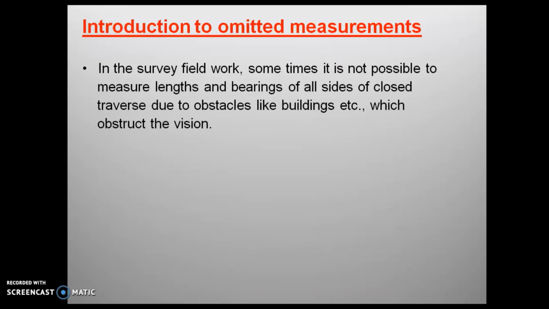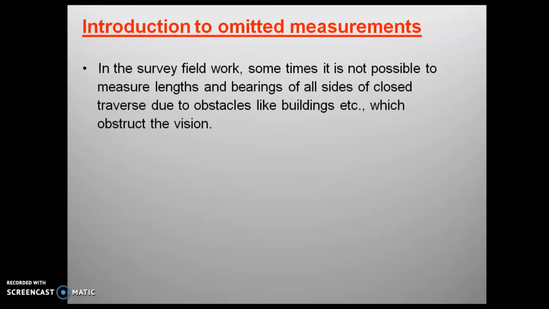As I said, in survey field work, sometimes it is not possible to measure the lengths and bearings of all sides of a closed traverse due to obstacles like buildings, because a building obstructs the vision to take the bearing. Omitted measurements are those we may forget knowingly or unknowingly. Knowingly means, because of these obstructions, we are not able to take the length or the bearing. Unknowingly means by forgetting it.